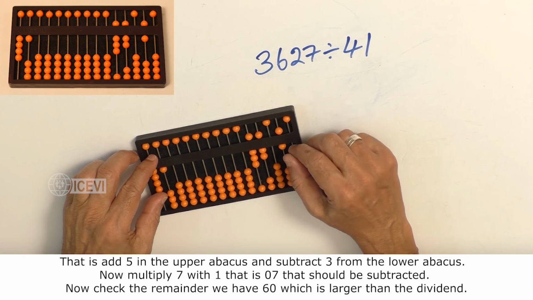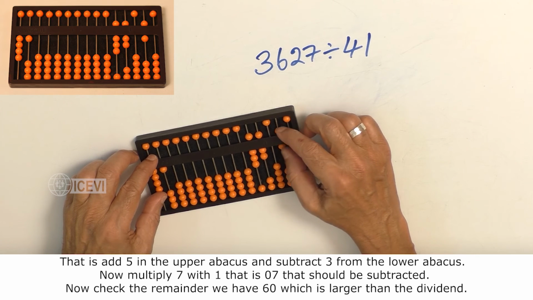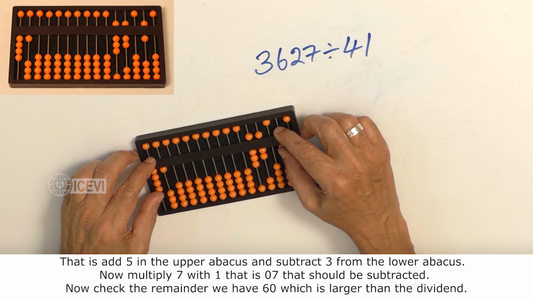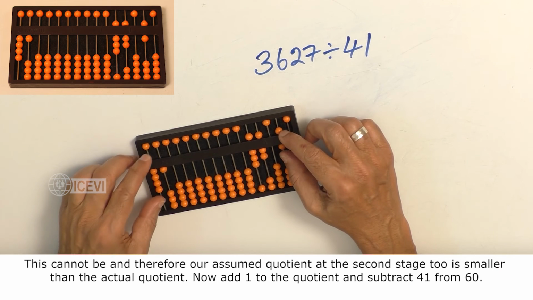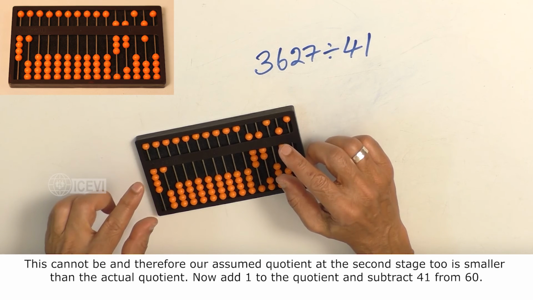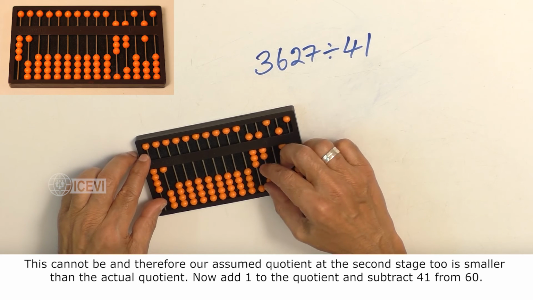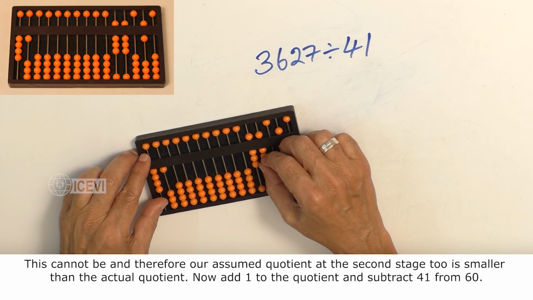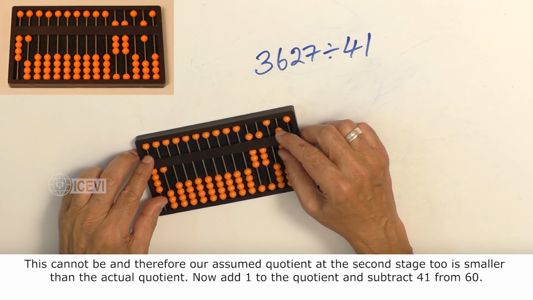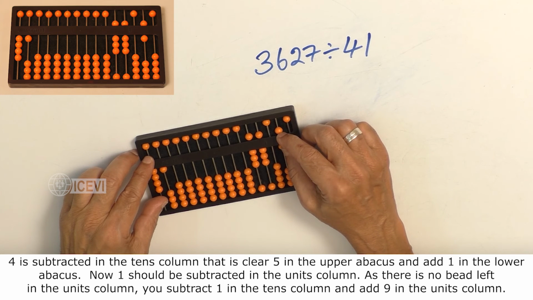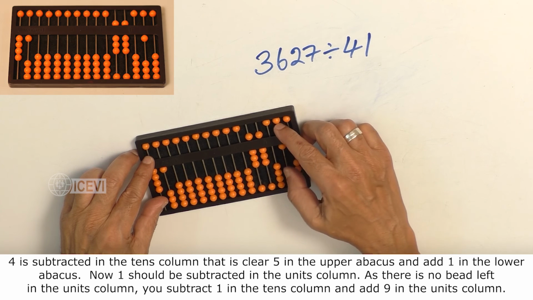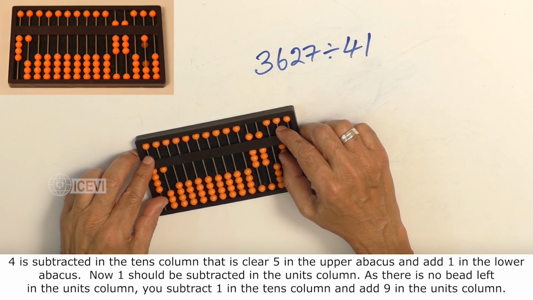Now check the remainder. We have 60 which is larger than the divisor. This cannot be, and therefore our assumed quotient at the second stage is smaller than the actual quotient. Now add 1 to the quotient and subtract 41 from 60. That is 4 is subtracted in the tens column. That is clear 5 in the upper abacus and add 1 in the lower abacus.